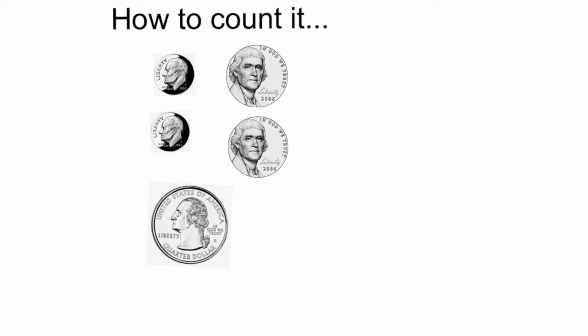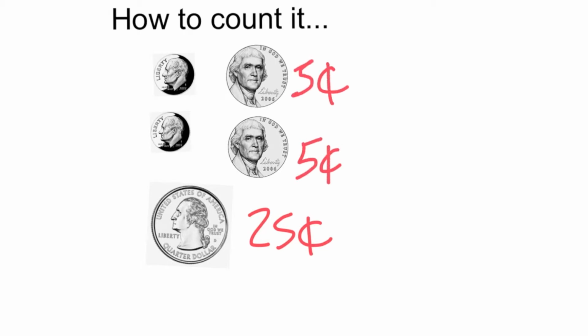So now we're going to talk about how to count it. To do that, you need to remember what these are called and how much they are. So let's remember, this guy is a quarter, this is a nickel, this is a nickel, this is a dime, and this is a dime. Now let's write their value. So here we have 25 cents. Over here I have 5 cents. Over here I have 5 cents. Over here I have 10 cents. And over here I have 10 cents.